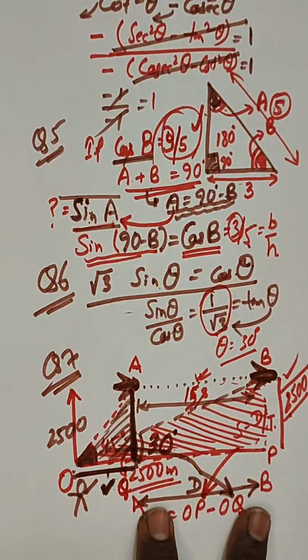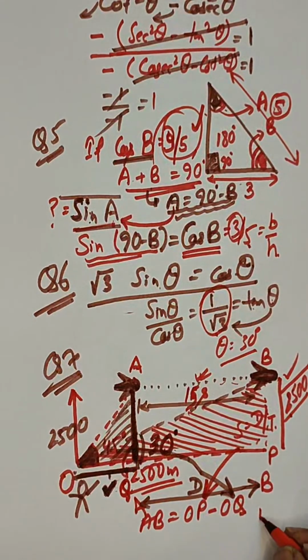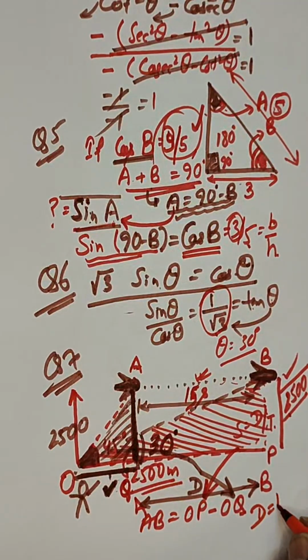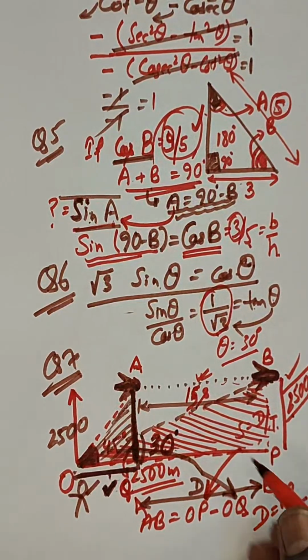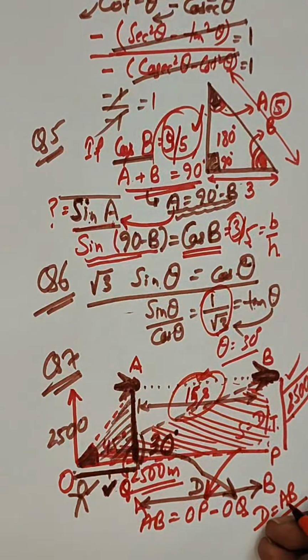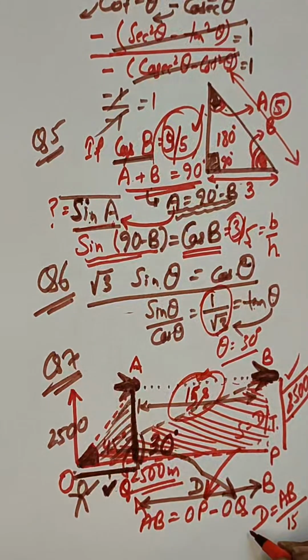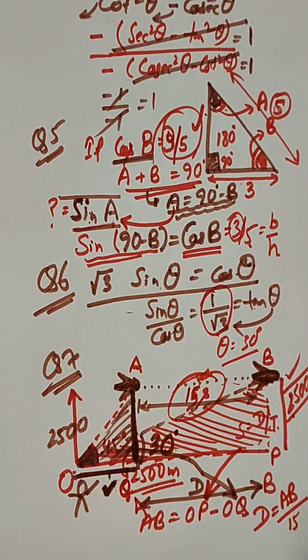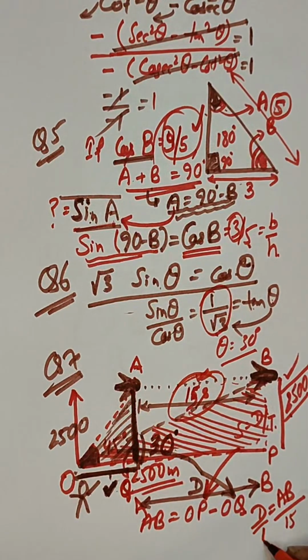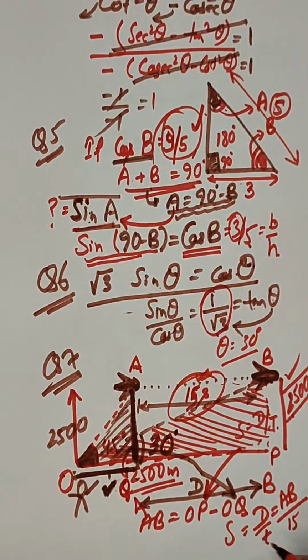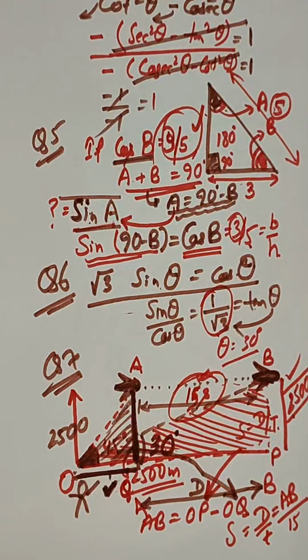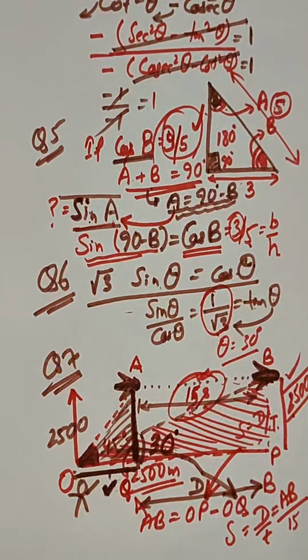Put all these values over here and you find the distance AB. If you know the distance AB, speed equals distance by time, so distance will be equal to AB, and time is given to you as 15 seconds. So divided by 15, you get the value of speed. In this way you can see this question is solved, my dear friend.